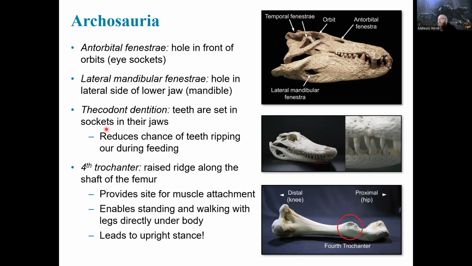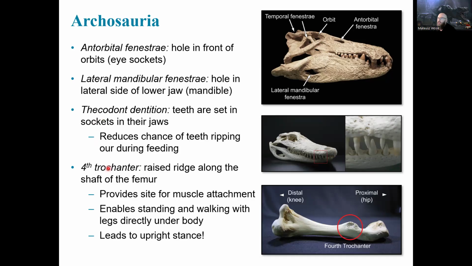Then if we look at the teeth, they have a condition called thecodont. This means that they have their teeth actually set within the sockets of their jaws. And what this does is it significantly reduces the possibility of those teeth being ripped out during feeding. We don't really want those teeth being constantly ripped out. They will be shedding these teeth as they go, but we don't want them to be shed within one or two days. It's going to take a couple of months for that to usually happen.